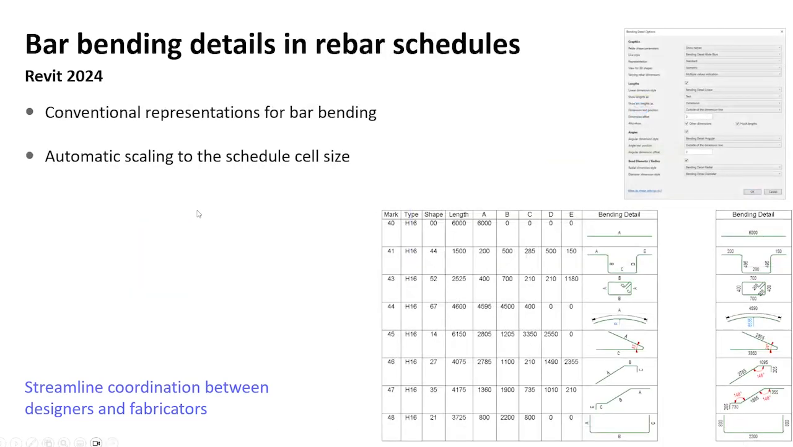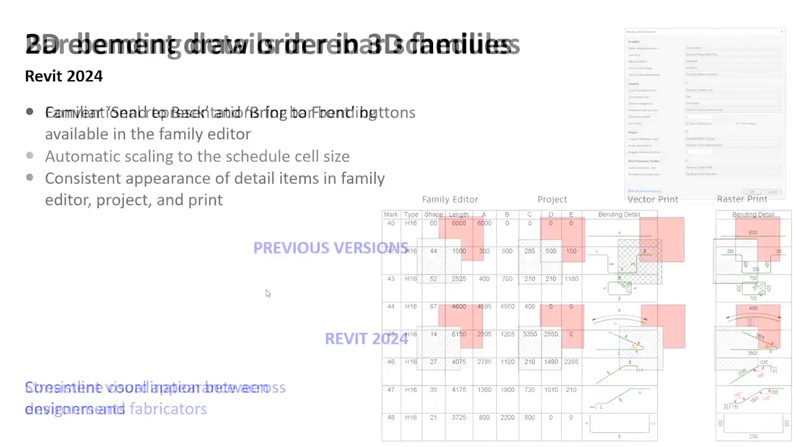Speaking of documenting the shapes, when you're in the schedule, there's a variety of ways that you could illustrate those bars and the bending details. So basically, streamlining coordination between the fabricators, just like in the last one.